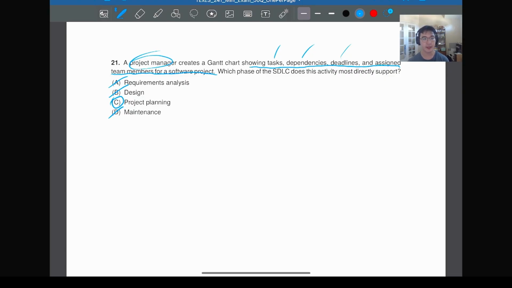Once again, for this question, take a look at the software development life cycle, and get to know each portion and what goes on in each portion. That is question 21.